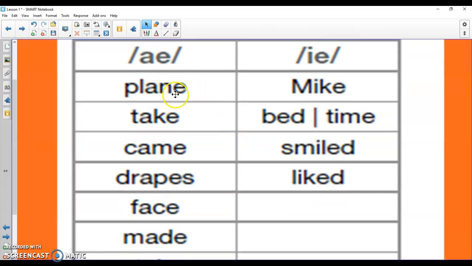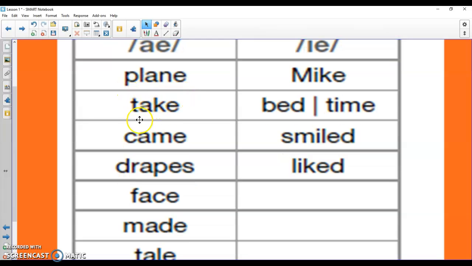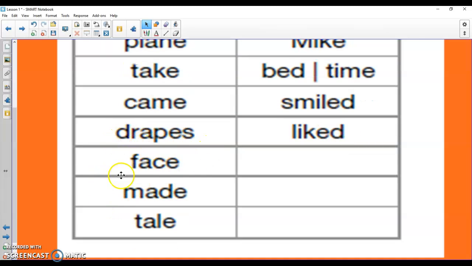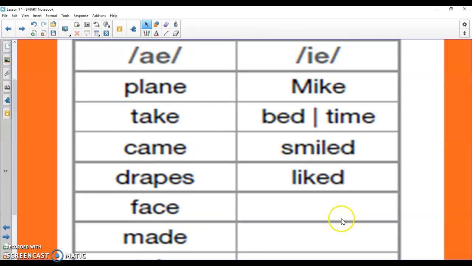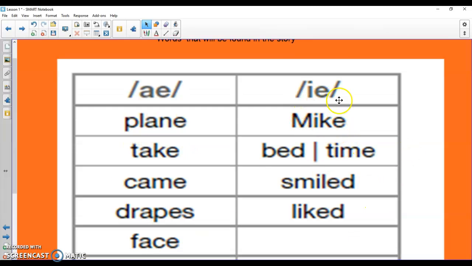A consonant E, remember, says A. So read the words. Plain, take, came, drapes, face, made, tail. Then you're going to have I consonant E words. Remember, it says I. Mike, bedtime, smiled, liked.